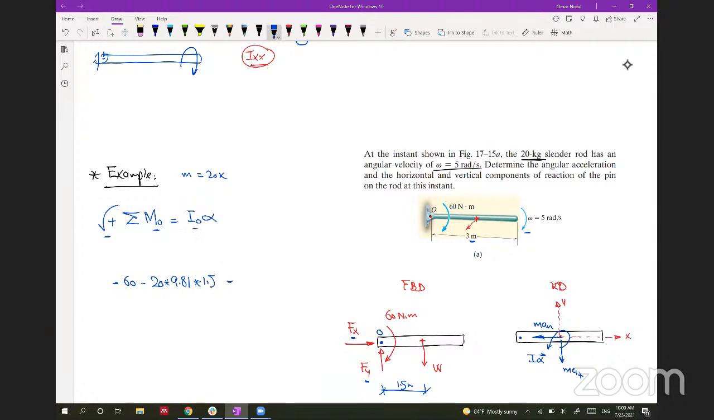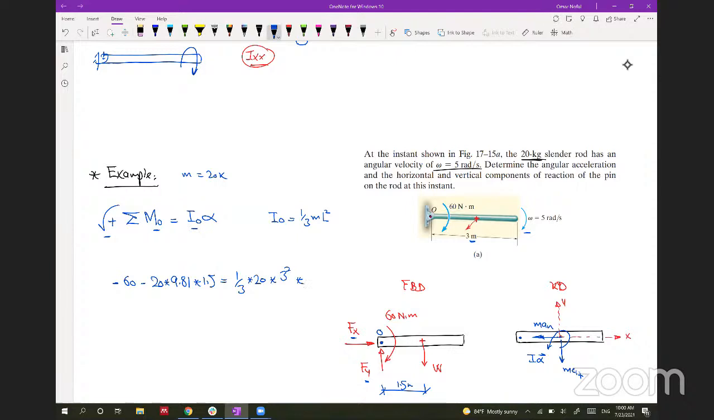Okay, for the I at O, you go to the dynamics sheet, and you will find that the I at the end of the bar is equal to 1/3 m L squared. So this will be equal to 1/3 multiplied by 20 multiplied by the length of the bar, 3, squared, multiplied by alpha. From this, I will be able to get alpha. And let's see what the direction of alpha is before I put the alpha.